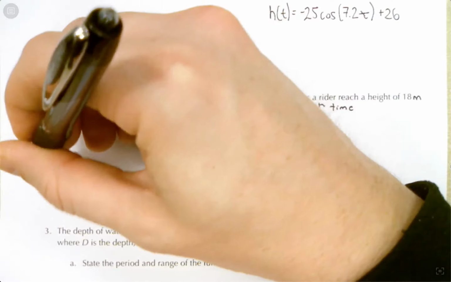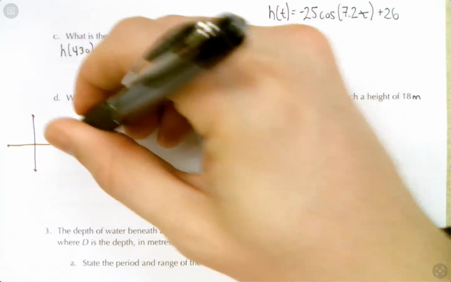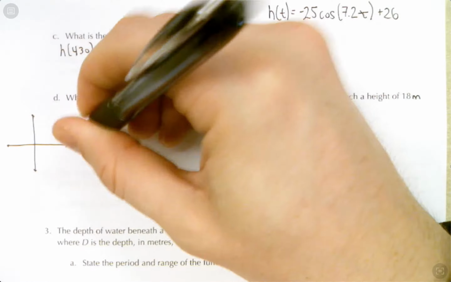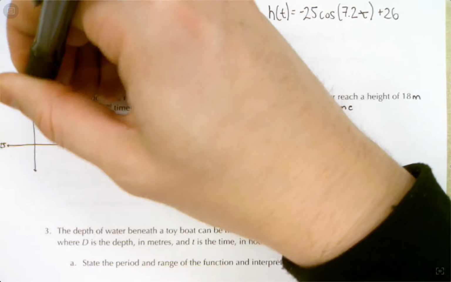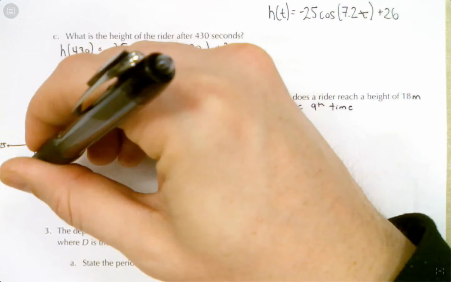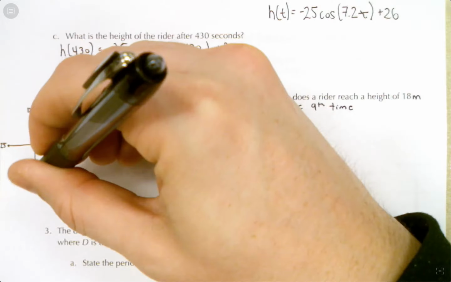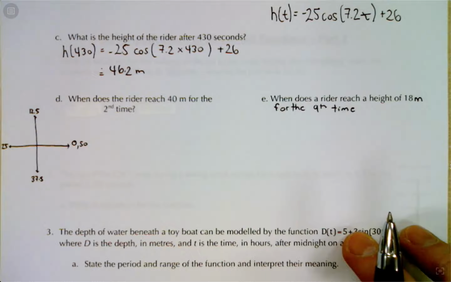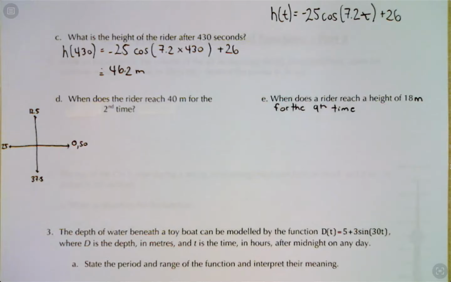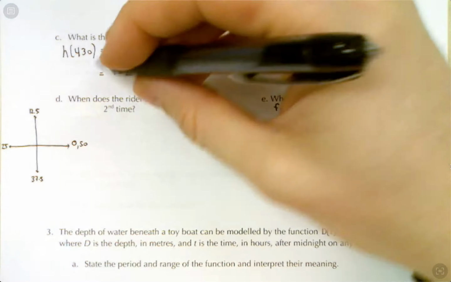We know we're not talking about angles anymore, we're talking about times, and it takes 50 seconds to do a full rotation, which means 25 seconds is a half rotation, 12 and a half would be a quarter, and 37 and a half would be 3/4. So we got some time scale now. 40 meters would be near the peaks, but let's solve for it.